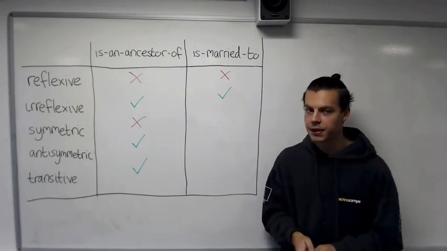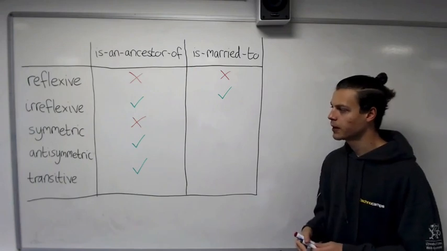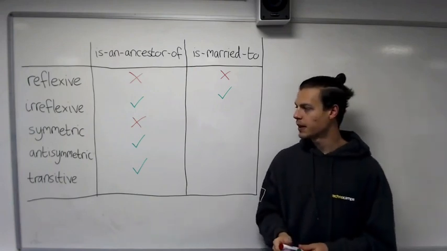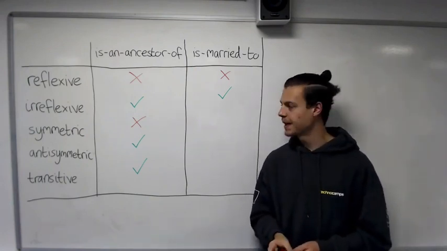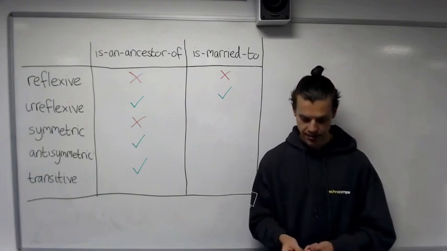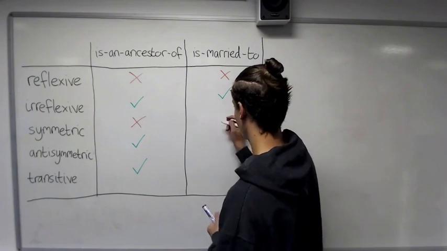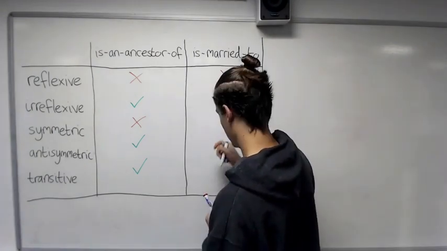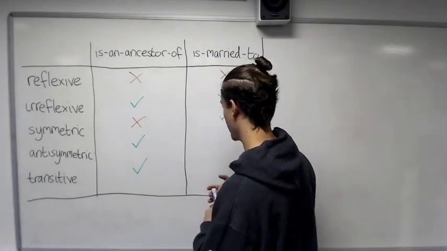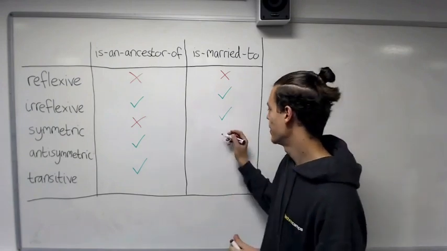Is this relation symmetric? Yes, right? If person A is married to person B, then person B is married to person A. So this relation is symmetric. And not antisymmetric.